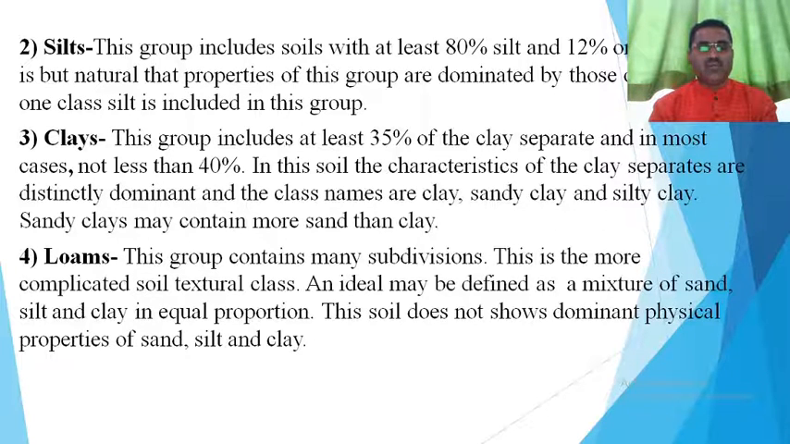Next group is loams. This group contains many subdivisions. This is the more complicated soil textural class. An ideal loam may be defined as a mixture of sand, silt and clay in equal proportion. This soil does not show dominant physical properties of sand, silt and clay. Means no particle, sand or silt or clay, is dominantly found in the loams. They are equally distributed or equally proportionate in the soil. So loams are one important group.